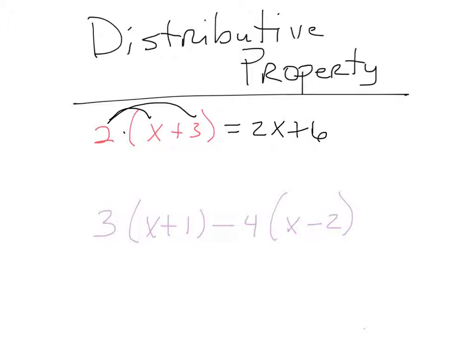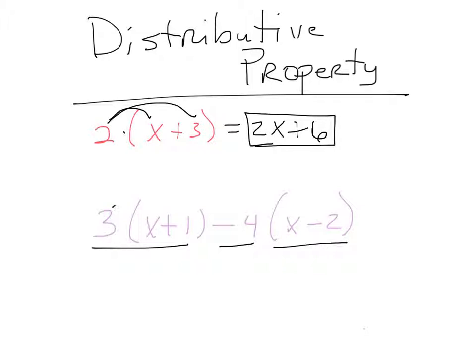And that would be our final expression. This next one down here is a little bit more complex. Notice we have 3 times x plus 1, and then we have a negative 4 times x minus 2. We're going to take our time and do the first set of parentheses first.